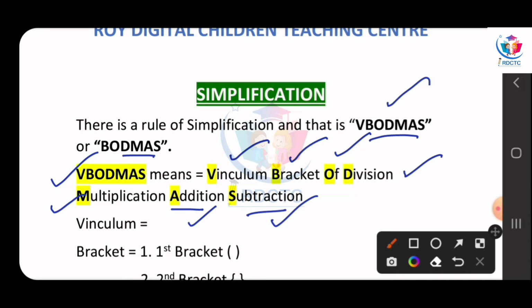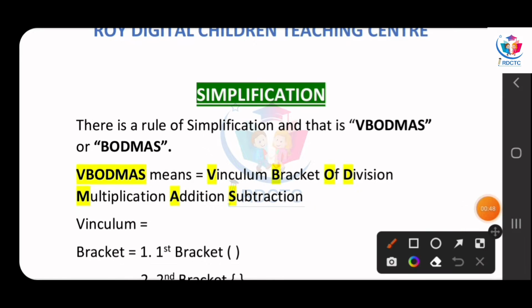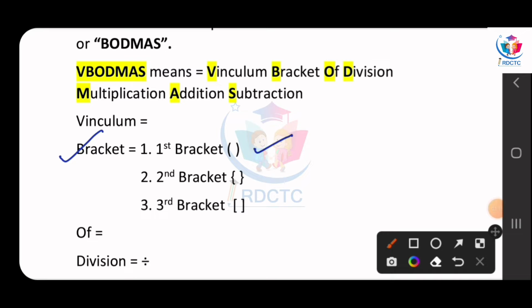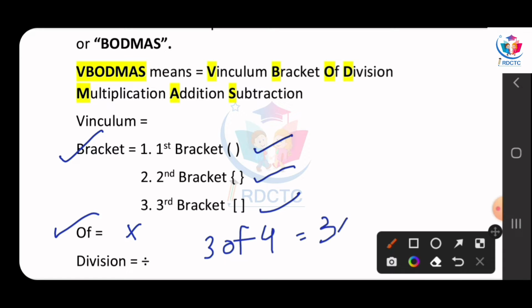Okay. Vinculum means, sometimes you have seen this type of simplification: 3 into 4 minus 2, and a line drawn above them. Okay. What is the line? The line is called a bar and the math is called vinculum math. After doing vinculum, we have to do the bracket. This is the first bracket, it is the second bracket and it is the third bracket. After doing bracket, we have to do the off. Off means multiplication. Sometimes it is written in the simplification, that is 3 of 4. It means 3 into 4.